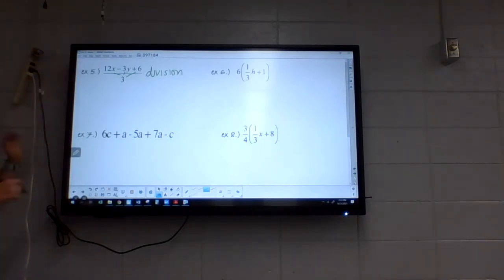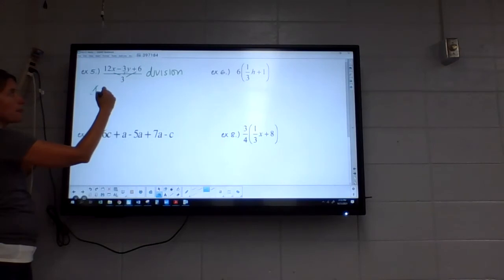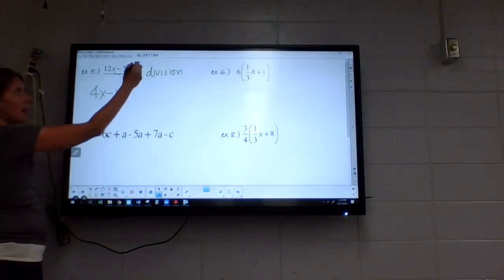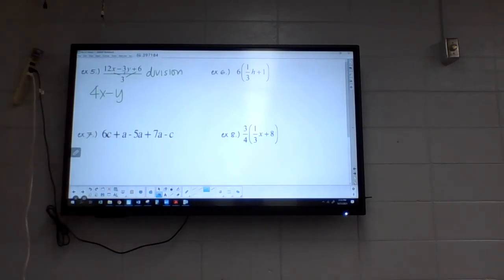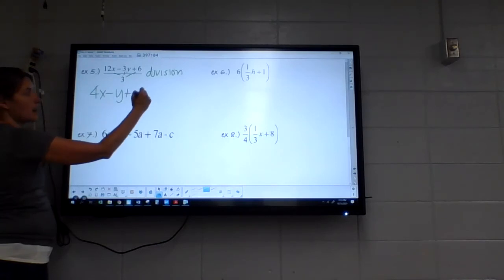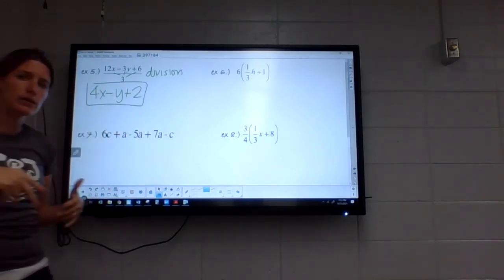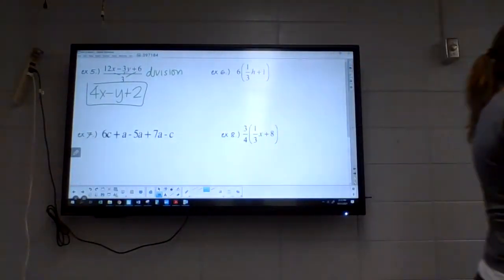So I'm dividing everything by 3. So 12x divided by 3 would be 4x. Negative 3y divided by 3 is going to be negative y or negative 1y, either one. And then 6 divided by 3 is going to be 2. And then these aren't like terms, so we stop here because they're 2 different variables. One doesn't have a variable at all. Okay.